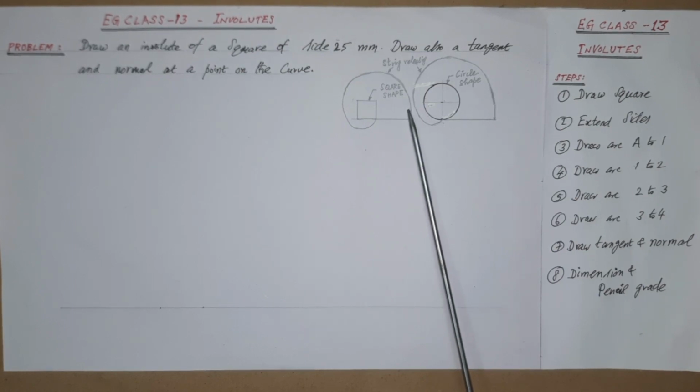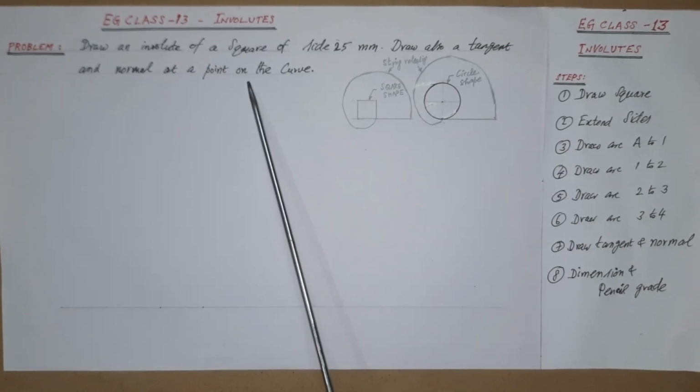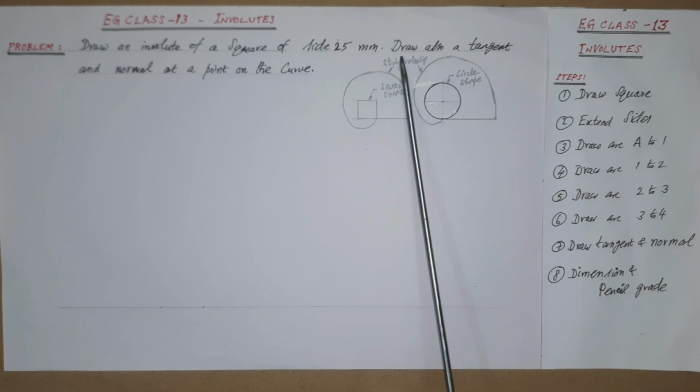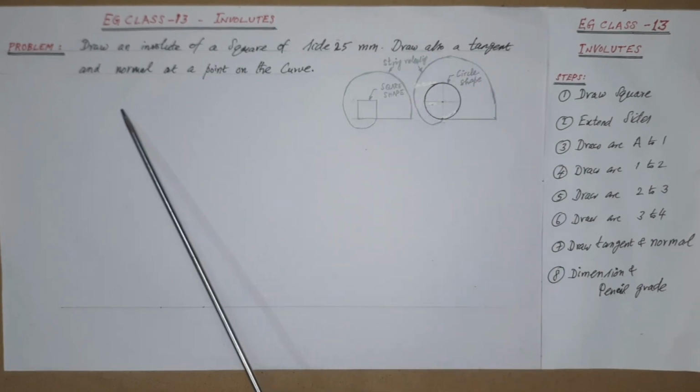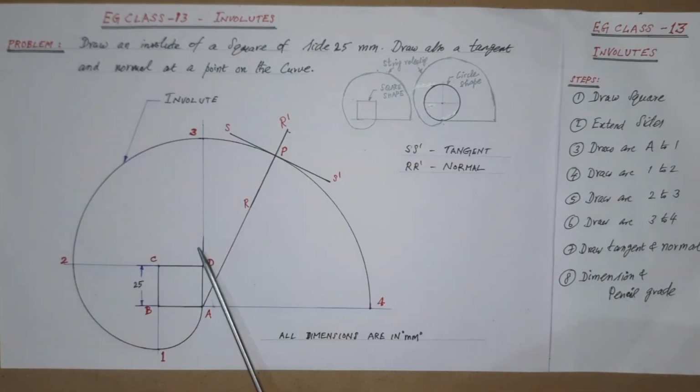Now this drawing is to be drawn based on the procedures with the given data of the problem. First, let me read the problem. Draw an involute of a square of side 25 mm. Draw also a tangent and normal at a point on the curve. Now the completed problem is shown here. The solved problem is only for an idea and reference. However, now we will see the step-by-step procedure for the involute drawing.